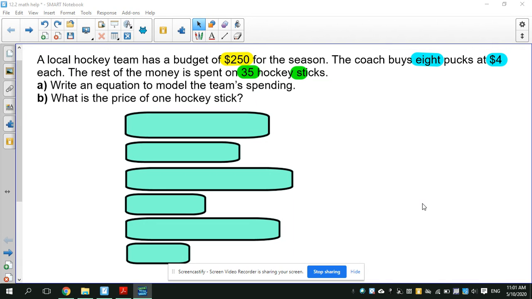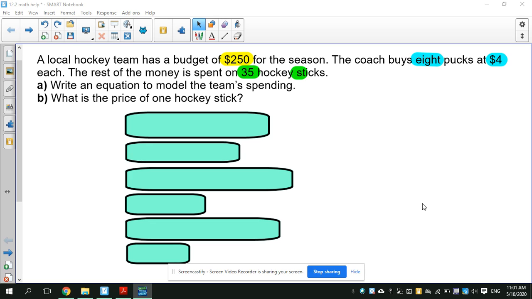Sometimes algebra problems get a little bit tricky when they're worded like this. And here's an example. A local hockey team has a budget of $250 for the season. The coach buys 8 pucks at $4 each. The rest of the money is spent on 35 hockey sticks.